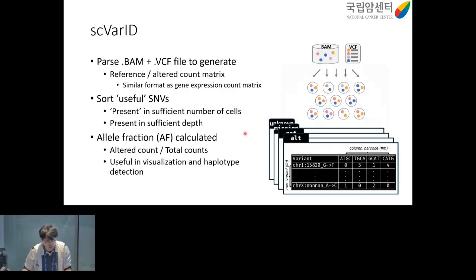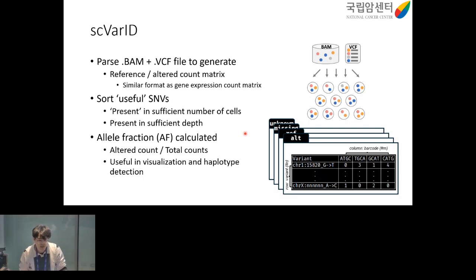So we made an algorithm called scVarID. Taking a BAM file and a VCF file, instead of count matrices, we generate mutation count matrices. We can do this as long as there's a BAM file and a VCF file. I used this to sort what I call useful SMVs, which are present in a sufficient proportion of the population with sufficient depth. Then I use the allele fraction, the fraction of altered allele counts over the entirety of the counts, and we visualize it to see what kind of information we can get.